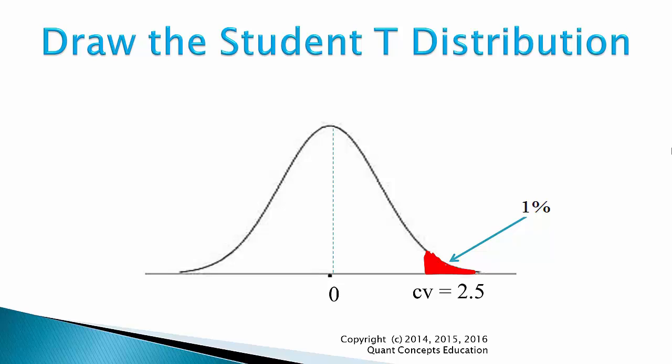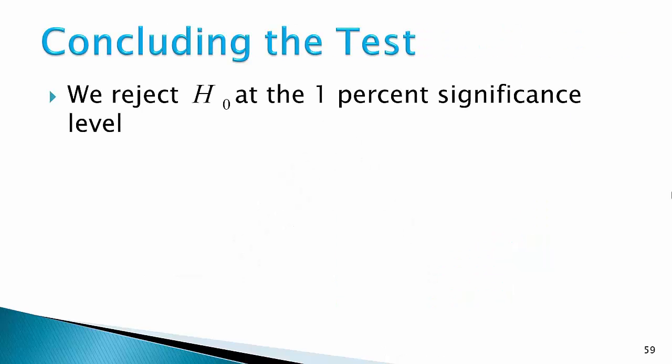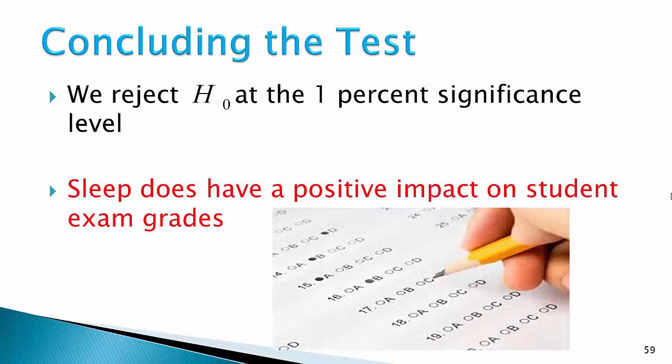As we calculated it to be 3.9, it lies here, as 3.9 is larger than 2.5. Since our t-statistic clearly lies in the rejection region, we reject the null hypothesis. This means we reject H0 at the 1% significance level. It's always good to write a sentence linking our finding back to the context of the question, such as, sleep has a positive impact on student exam grades at the 1% level.